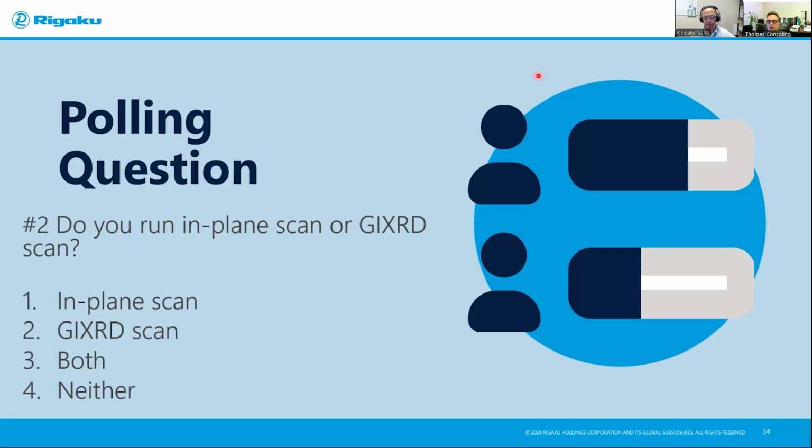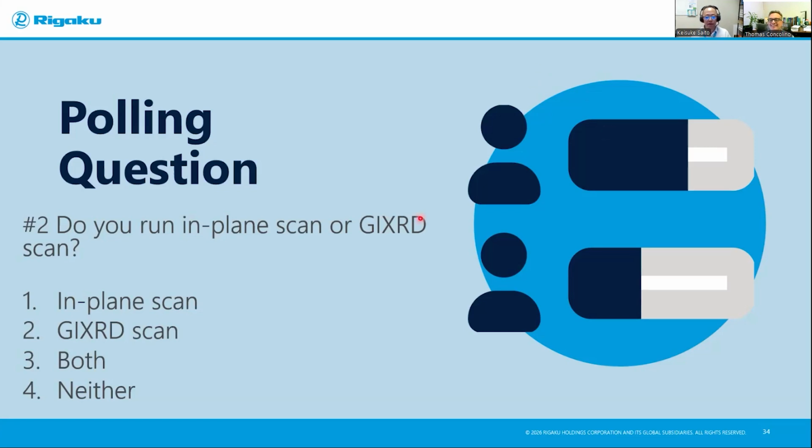Let me end that poll and share the results for all to see. Interestingly, GIXRD is about 30%, both 30%, neither a little more than 30%, and in-plane only at 6%. So this is quite an eclectic group we have here, Keisuke. Understood. All right, thank you so much. Film people and some powder people. Thank you very much. Thanks, Tom, and everybody.